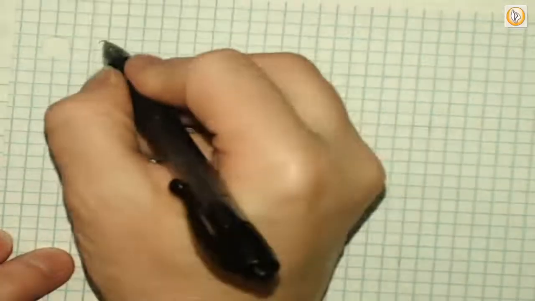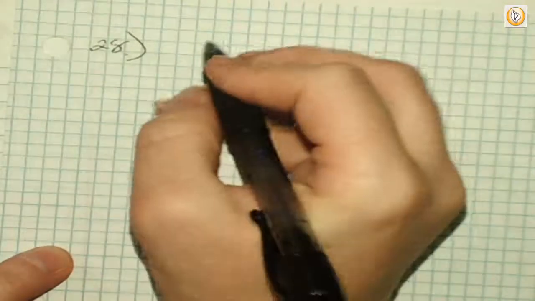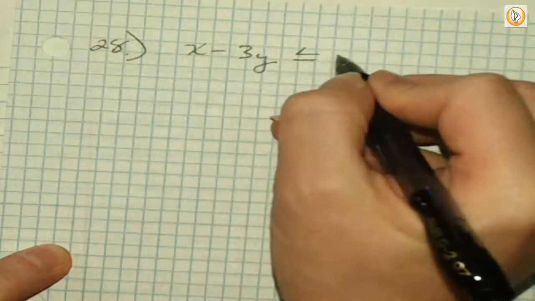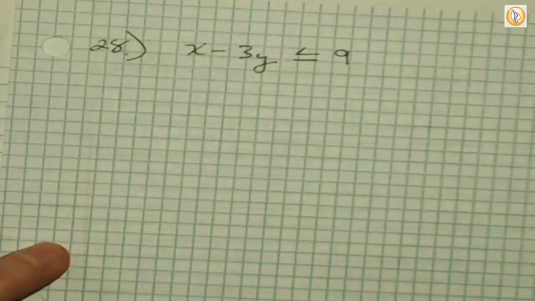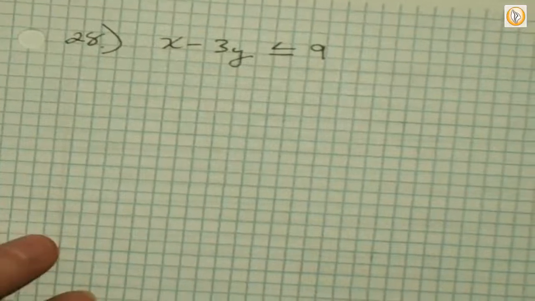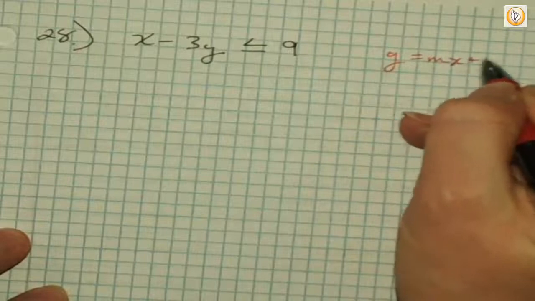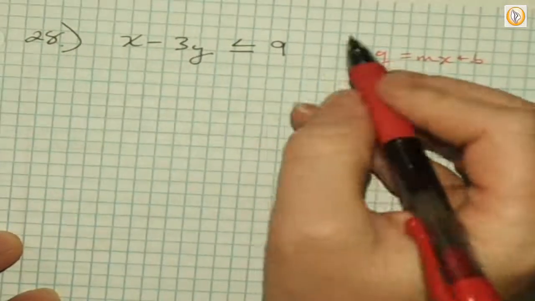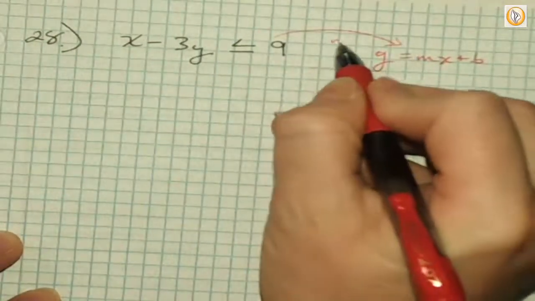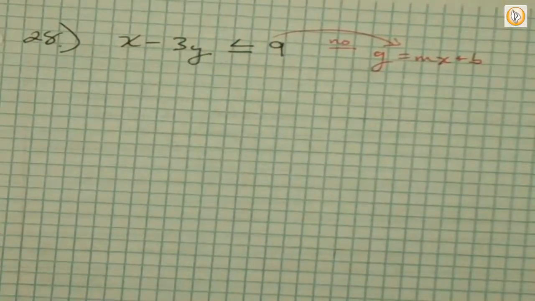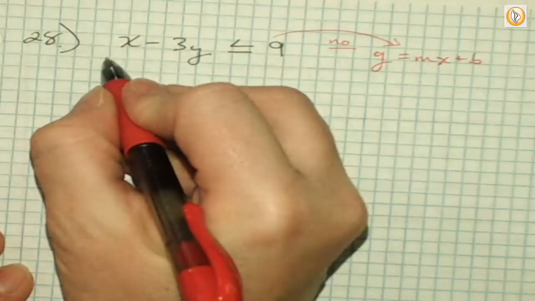It's x minus 3y is less than or equal to 9. Is it in the y equals mx plus b format, Joanne? No, so we've got to fix it. So, Cecilia, what's the first thing I need to move? X. And how do I do that?